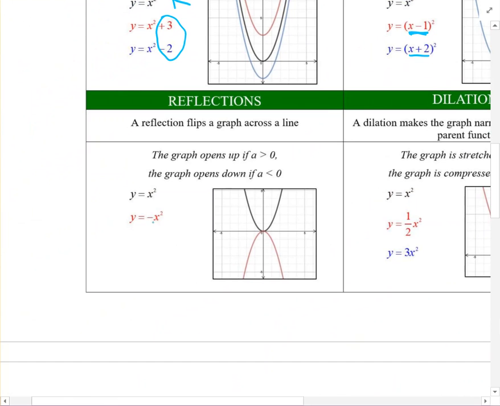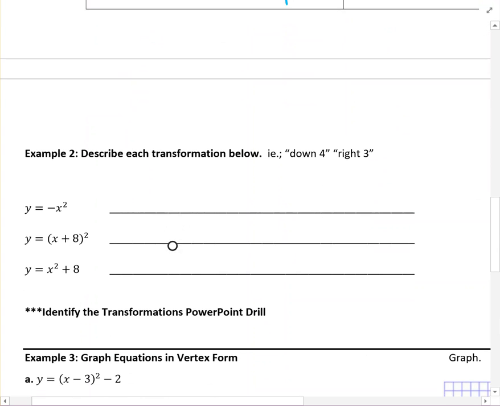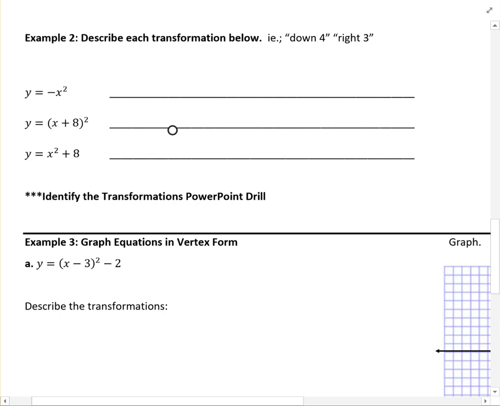If there's a negative in front of the x that is squared, or in front of the x that has parentheses, the graph flips upside down. So let's look at a couple of these.